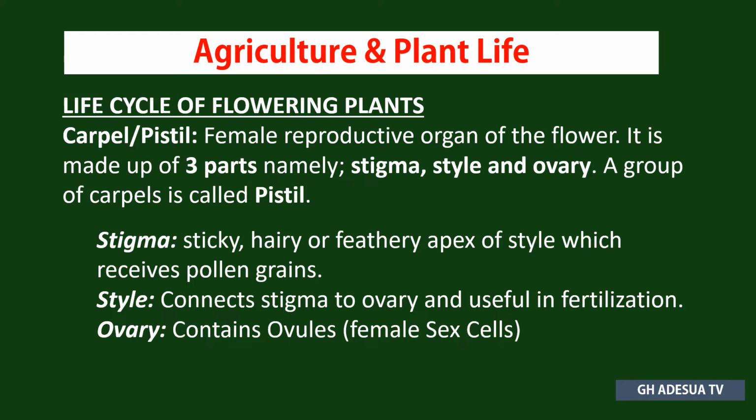Now a group of carpels is called pistil. When a group of carpels come together, it is called pistil. But when it is one, it is carpel. At the top is the stigma. In the middle is the style. At the base is the ovary or ovules. So like I said, the ovules are carried in the ovary. So the ovary and inside it are ovules. That's the female sex cell.